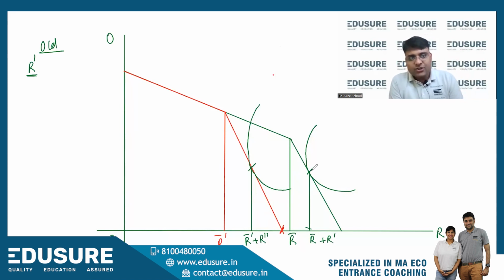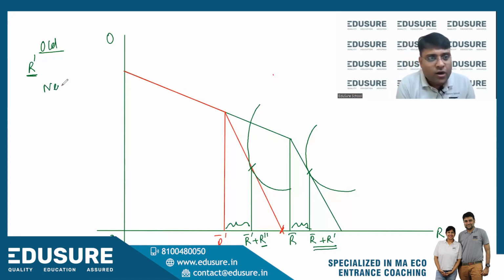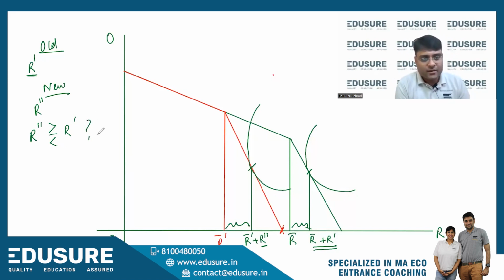So R dash is the amount that I'm consuming over and above the ration quota. Here, R double dash is the amount that I'm consuming over and above the ration quota. So basically, what is being asked in the question is, what will be the sign between R double dash and R dash? Is R double dash greater? Is it equal? Is it less than R dash? This is the question that they are wanting to ask in this part 2. This was part 1.